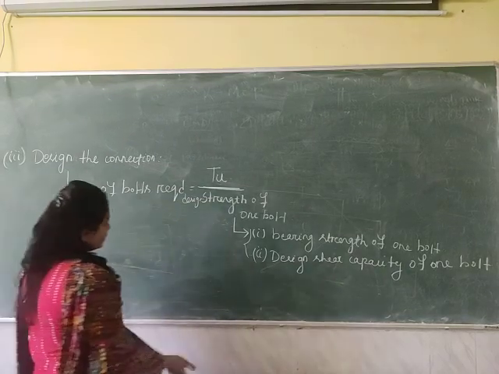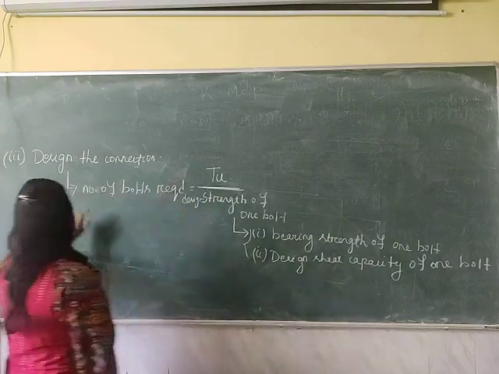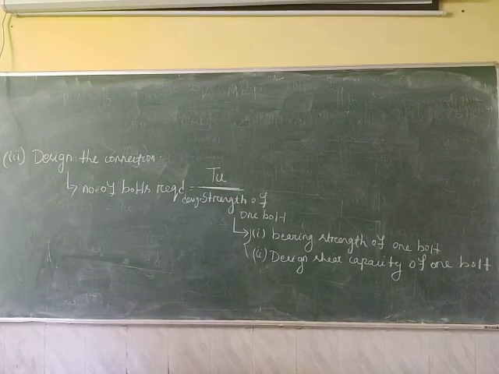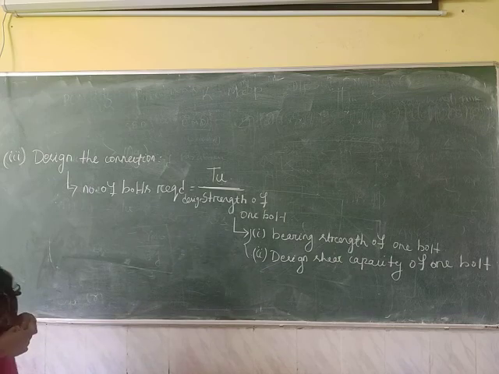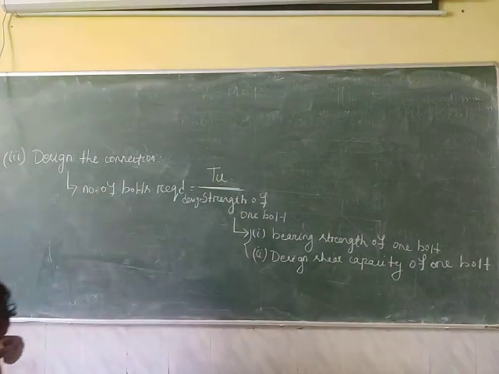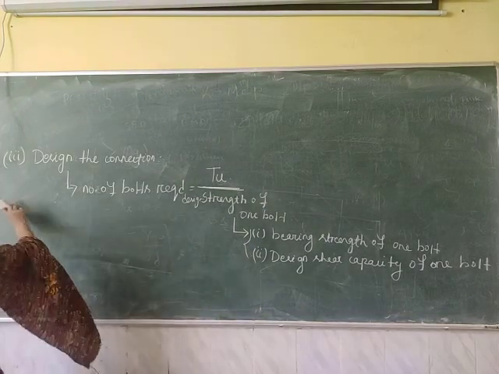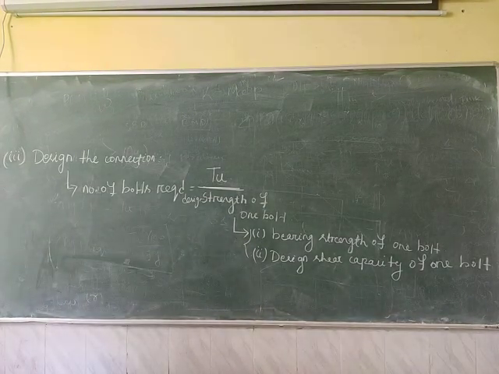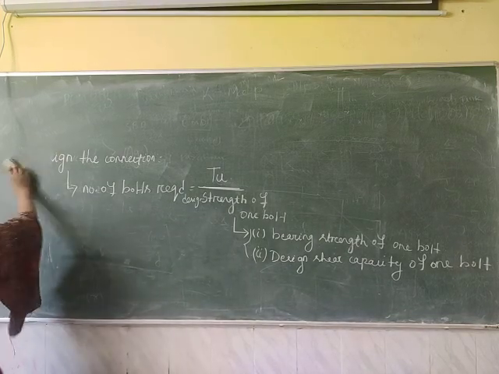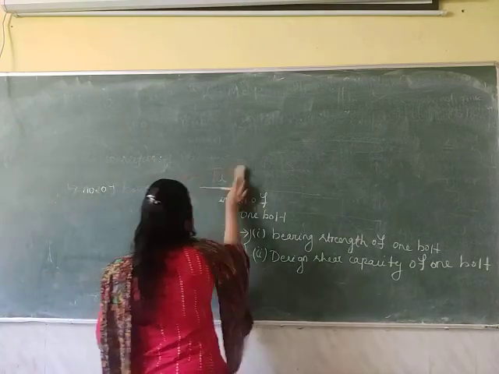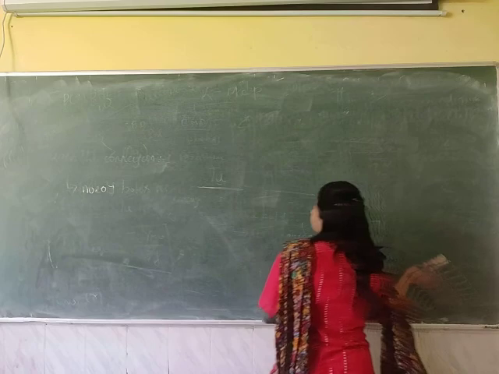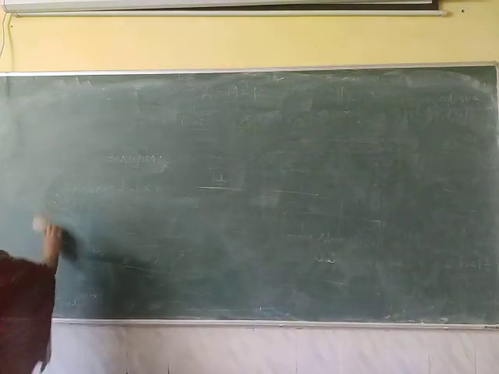Then calculate the number of bolts required. Then, after calculating the number of bolts required, just arrange the bolts in a suitable manner. And the design of the welded connection, that also you have already learned. Then after designing the connection, you have to check whether the section is safe against the failure or not.